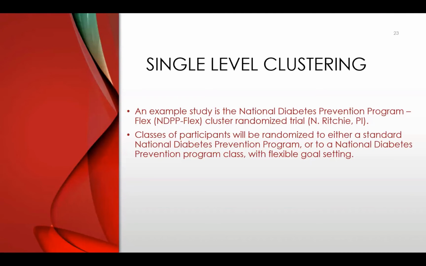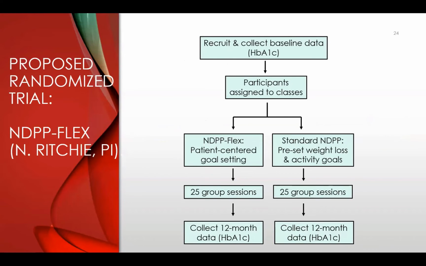So the first study design is a single level clustering design. This means that participants are somehow clustered into units, which must be accounted for in the power analysis design. As an example, a single level clustering design was used for the National Diabetes Prevention Program FLEX study, which is a cluster randomized trial. And this trial proposes to enroll participants, assign those participants to classes, and then randomize those classes to either treatment or control.